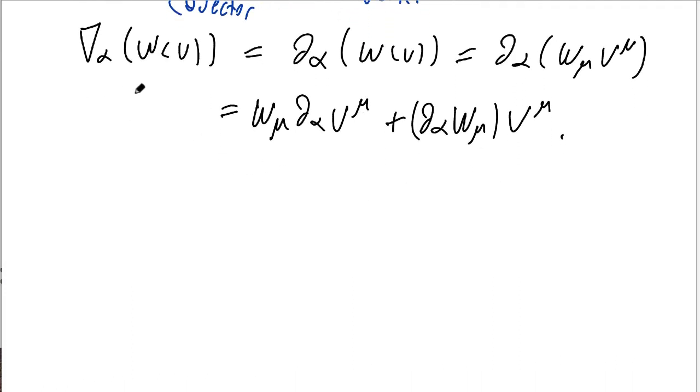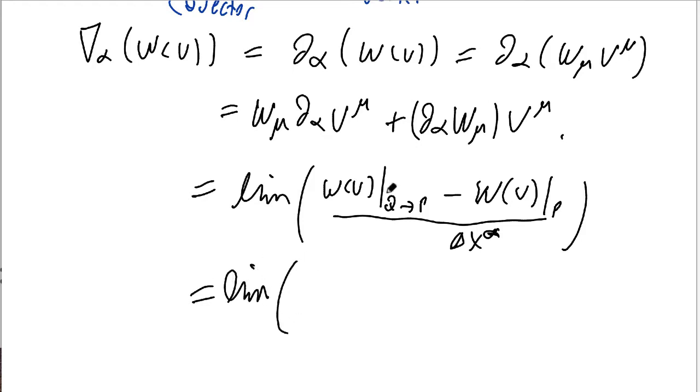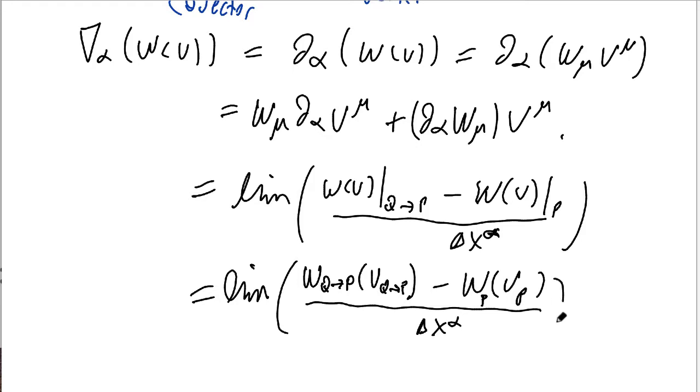Let's save this result for a moment and take a look at what we mean by this. What we mean is the limit of w of v at the point Q parallel transported to the point P, and whatever that number is, we subtract from that w of v at point P, divided by delta x alpha. Now we will assert that this number is the same as the number obtained by taking the covector at point Q and transporting it back to point P and letting that act on the vector at point Q transported back to point P. And the subtracted term is, of course, the covector at point P acting on the vector at point P, all of that divided by delta x alpha.